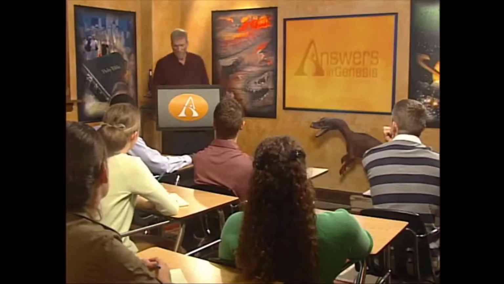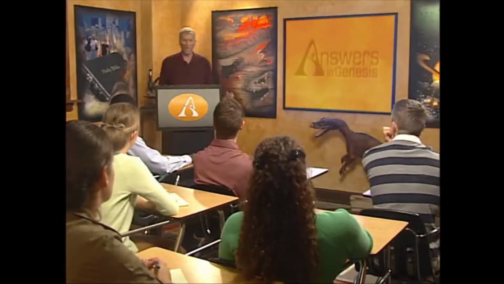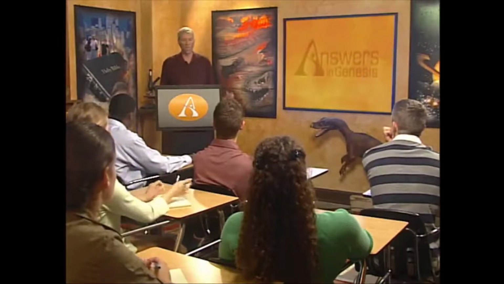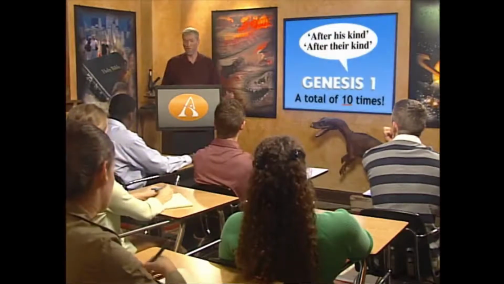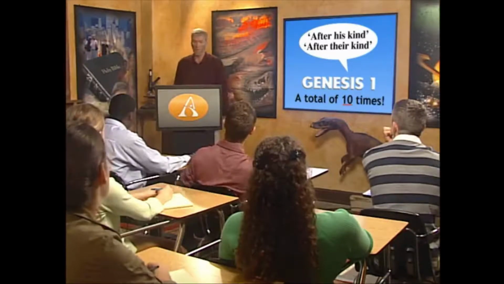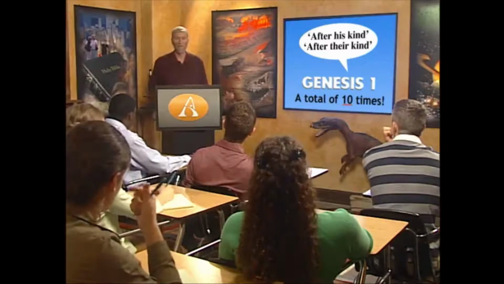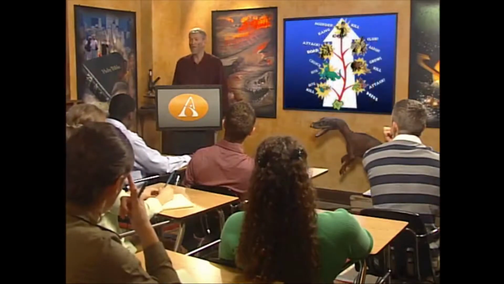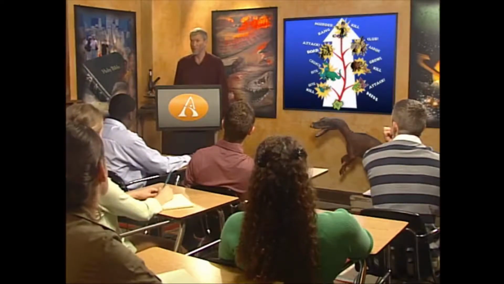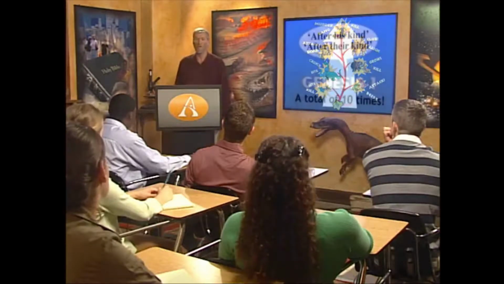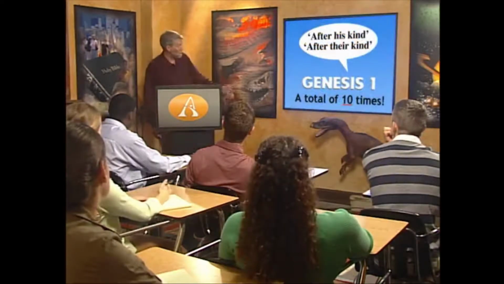Remember from the last session, you get new information added into the genes so that you have characteristics that never previously existed, so you can get something totally different. And this happens supposedly over millions of years. Now, when you read the Bible, it says that God created distinct kinds of animals and plants to reproduce after their own kind. In fact, you find that phrase 10 times in Genesis chapter 1.